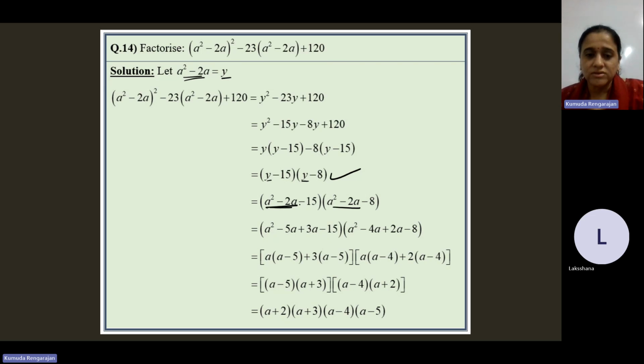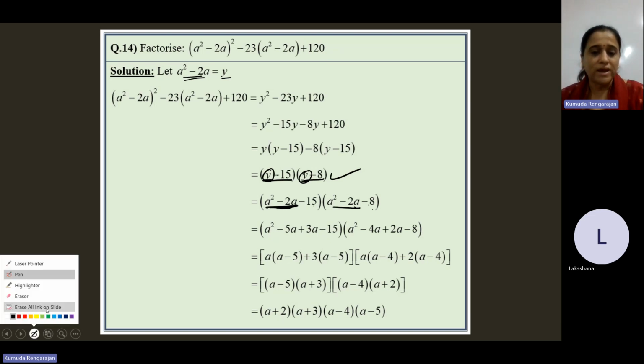Now again, after splitting the middle term, we get (y minus 15) into (y minus 8). Actually, we are done. But y was not the variable in the question. We had used the variable y, right? So you have to put it back. What is y? a squared minus 2a. So the first factor is a squared minus 2a minus 15, and the second is a squared minus 2a minus 8.